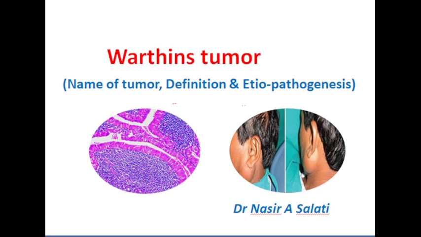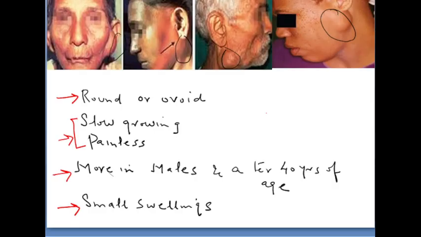Let us discuss Warthin's tumor, its name, definition, and its etiopathogenesis. In all these pictures, we are seeing swellings which are located posterior to the mandible and below the ear. These are round or ovoid swellings. These are asymptomatic and are not very large in size.